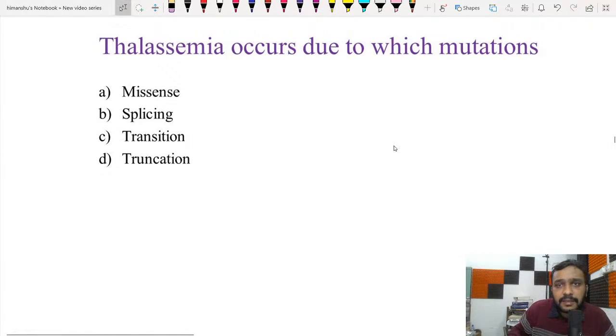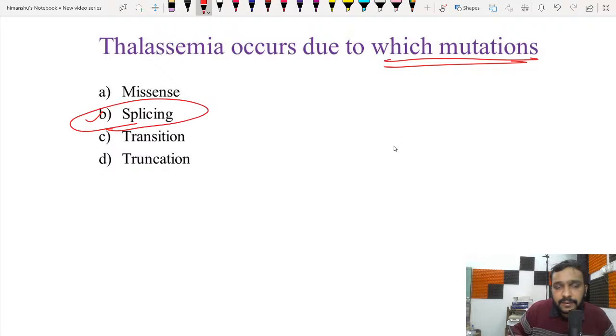Thalassemia occurs due to which mutations? Thalassemia occurs due to splicing and frame shift mutation. This was a PGI question.